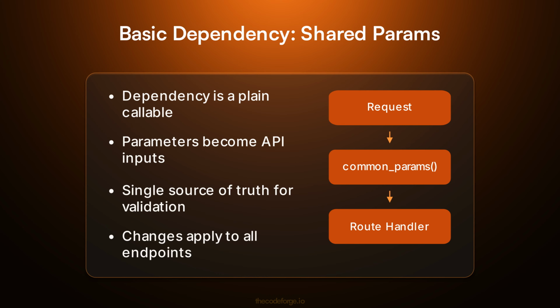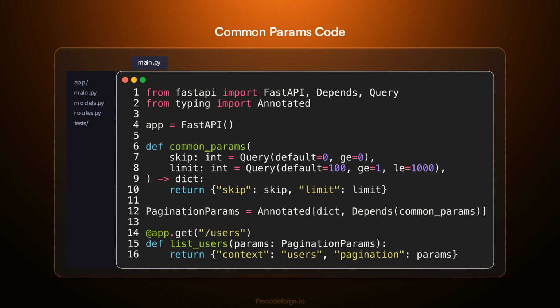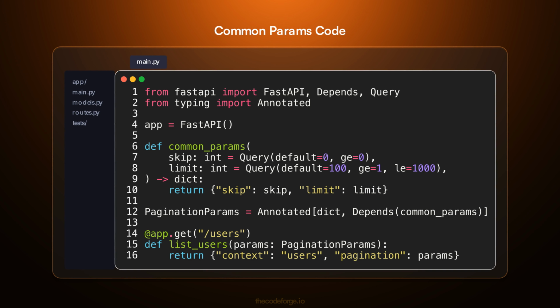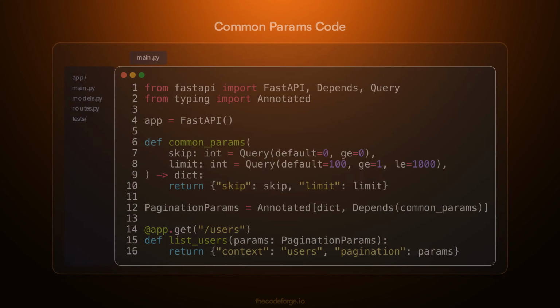This is perfect for shared logic like pagination. Here's the code. The common_params function defines two query parameters with validation. We create a type alias, PaginationParams, using Annotated for readability. Then any endpoint can use it. The parameters appear in OpenAPI docs automatically.